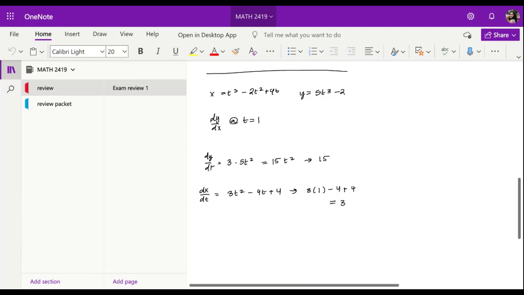Okay, good. So to solve for dy dx at t equals 1, we can just do dy dt over dx dt. And that is simply 15 over 3, which is 5. So that's the answer to our part 1. Any questions about that?